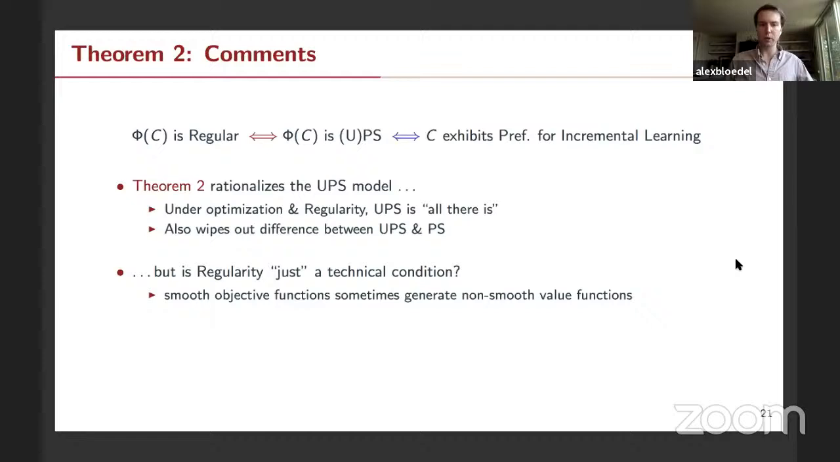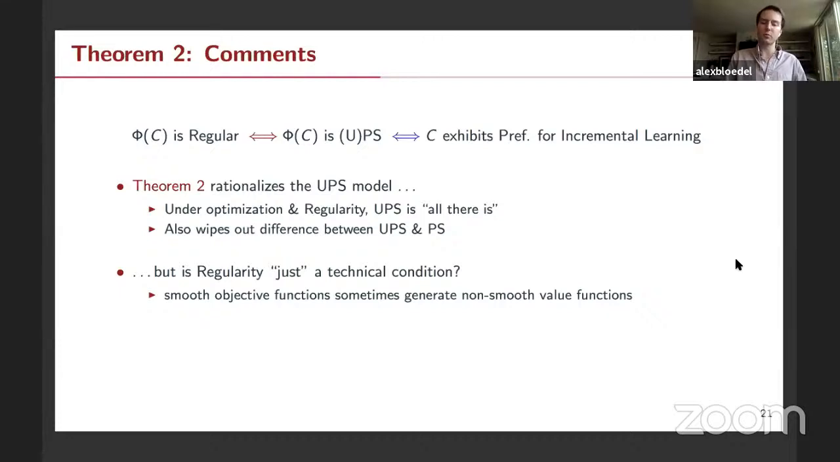Okay, so a quick recap. This theorem in some sense rationalizes the UPS model, saying that under a smoothness condition, once you insist on optimization, the UPS model is all that there is. But the next question is, is regularity just a technical condition? Note that it's being imposed on an SLP cost, which is the output of some underlying optimization process.